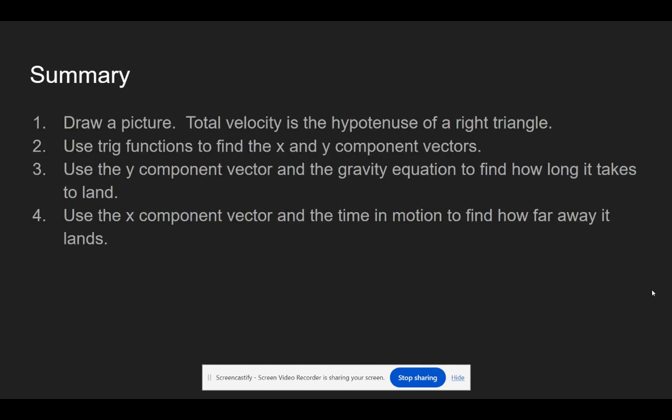So to summarize, when you see a problem like this, you start by drawing a picture. The total velocity is the hypotenuse of a right triangle. You can use trig functions to find the x and y component vectors. Use the y component vector and the gravity equation to find how long it takes to land. And use the x component vector and the time in motion to find how far away it lands.